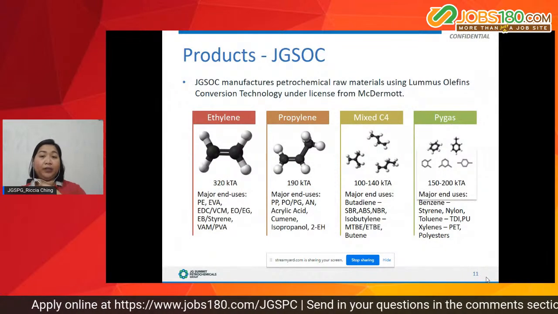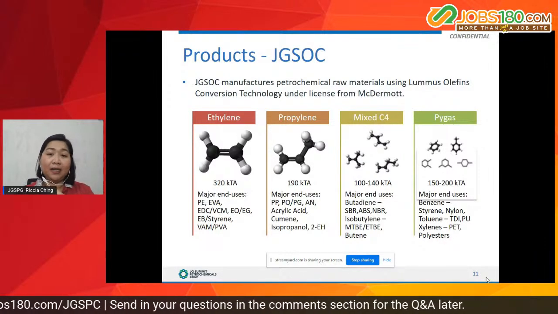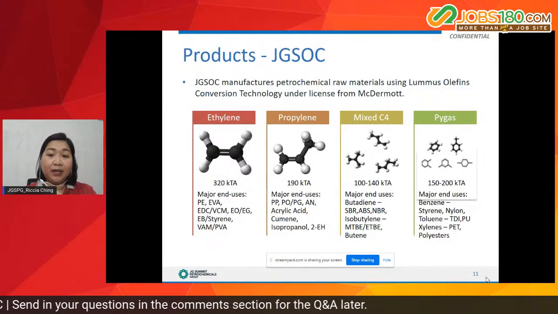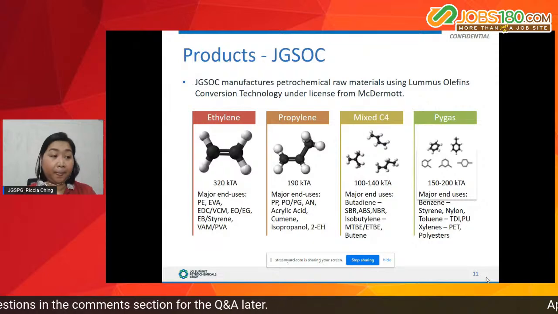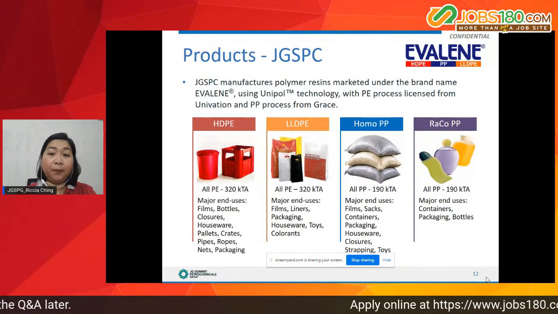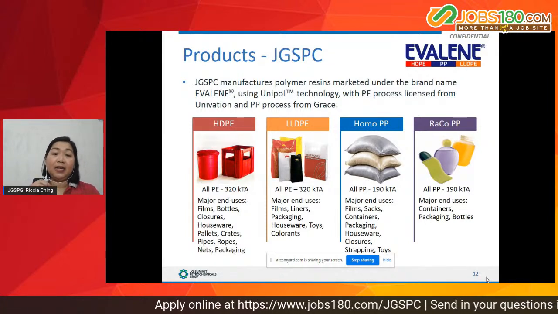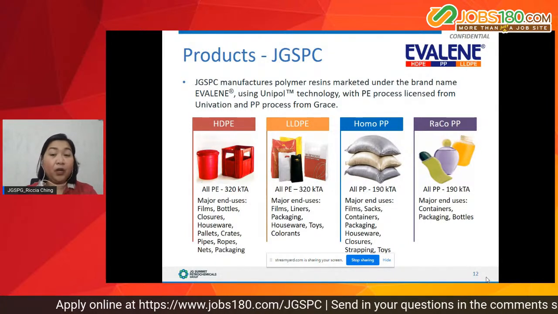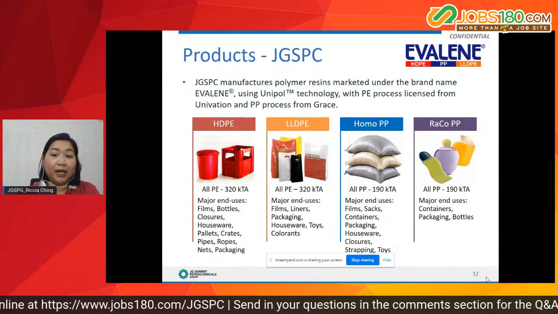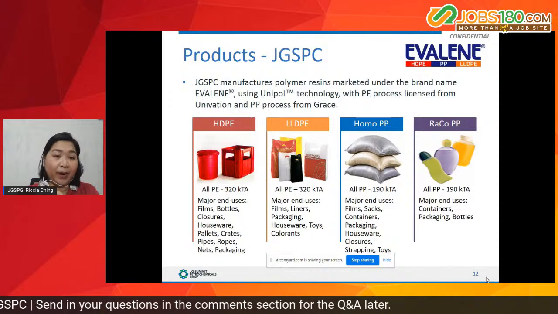JG SOC's products are the petrochemical raw materials: ethylene, propylene, mixed C4, and pyrolysis gasoline. JGSPC's products are polymer resins: high-density polyethylene, linear-density polyethylene, homopolymer polypropylene, and random copolymer polypropylene, all marketed under the Evalene brand.